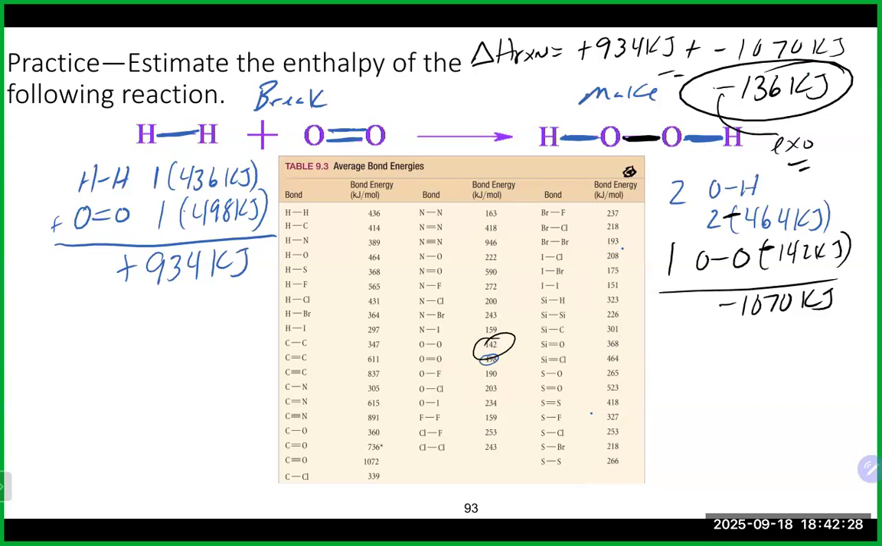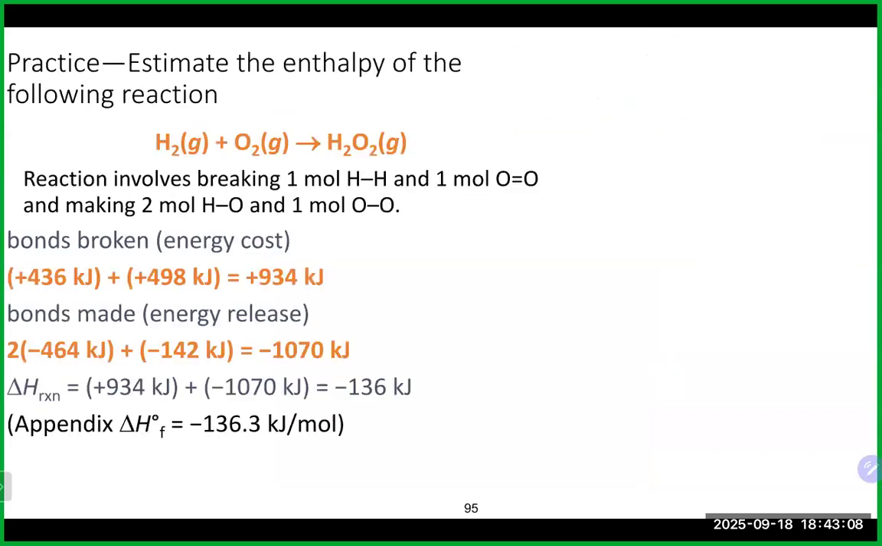Any questions on that? Also, don't forget, if you have coefficients in the balanced equation, you do have to take those into account. Let's say you had an equation where it said 2 O2. That would mean you wouldn't have just one of those, you would have two of them. You would have to break both of those bonds, or if it was on the product side, make both of those bonds. So if you have coefficients in the balanced equation, that obviously adds to the number of bonds you're going to make or break, because you'll have more than just one of those molecules. Any questions on that?